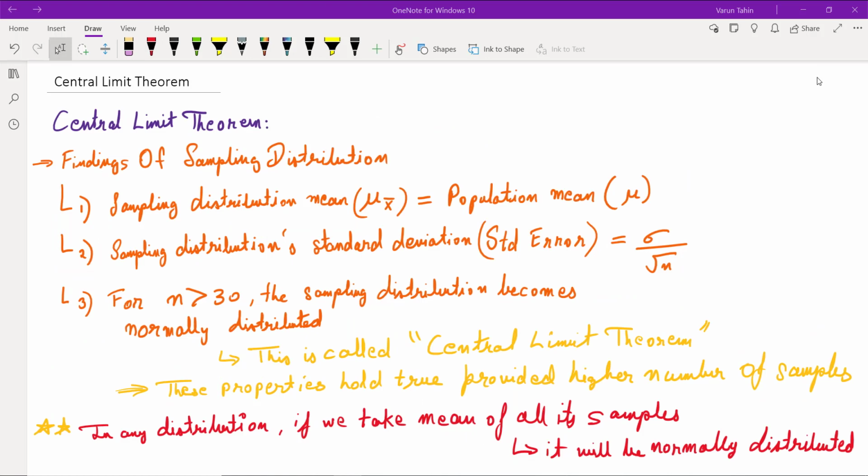Now basically the findings which we have got from sampling distribution is what defines the central limit theorem. That is, the sampling distribution mean equals the population mean when the sample size increases. The sampling distribution standard deviation is sigma by square root n, and for n greater than 30, the sampling distribution becomes normally distributed. Now these properties hold true provided the higher number of samples. Okay, as and when we take a lot of samples and calculate their mean, then these properties will hold true. And in any distribution, we can take mean of its samples. It will be normally distributed.